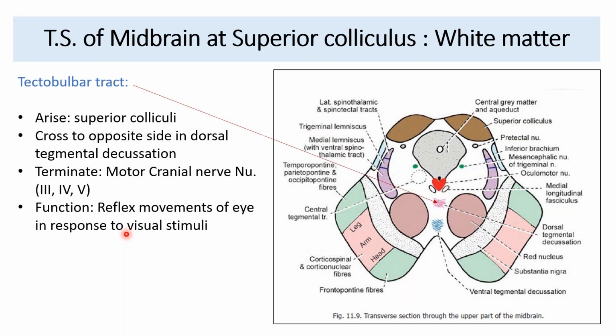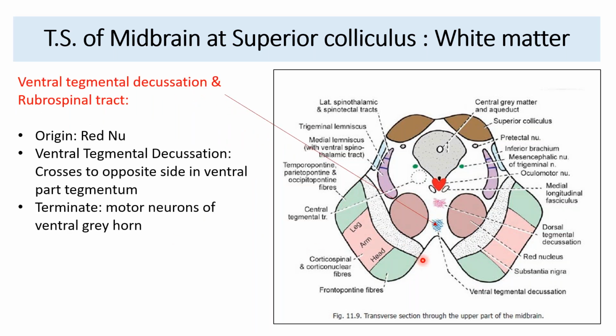Tectobulbar tract, they also arise from the superior colliculi, cross to the opposite side, again at the level of the dorsal tegmental decussation, but instead of termination into the ventral gray motor nuclei, they terminate at the motor cranial nerve nuclei. Which cranial nerve nuclei? Third, fourth, and sixth cranial nerve nuclei, fifth cranial nerve nuclei. They terminate there, the tectobulbar tract. So their function is for the reflex movements of eye in response to visual stimuli. So reflex movements of eye in response to visual stimuli is brought about by this tectobulbar tract.